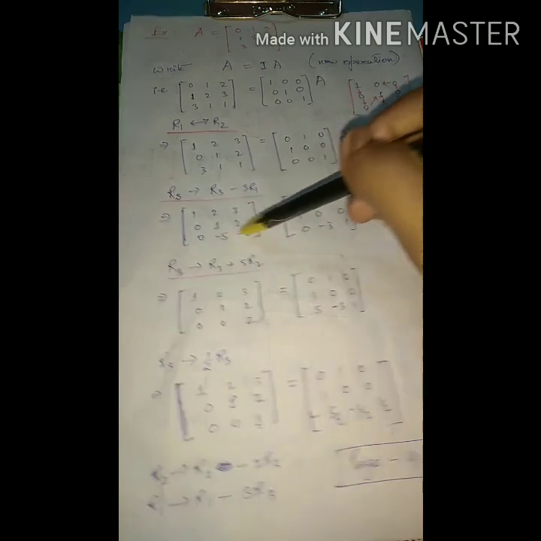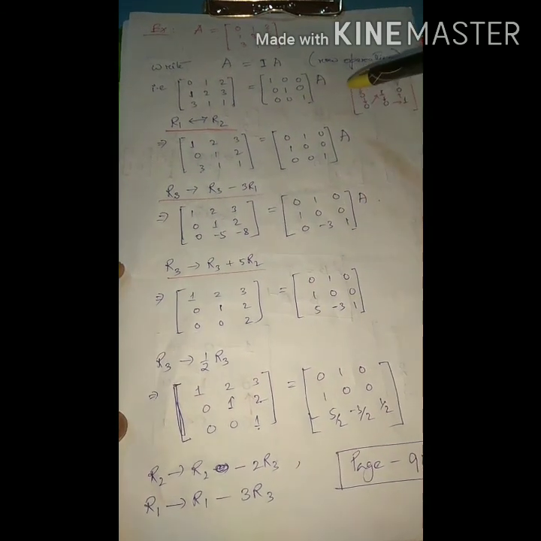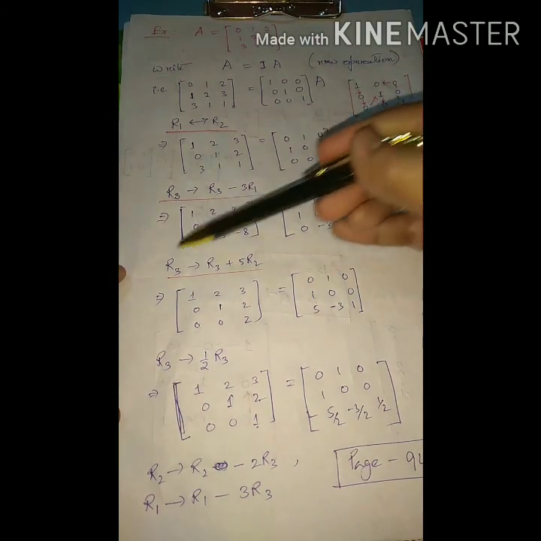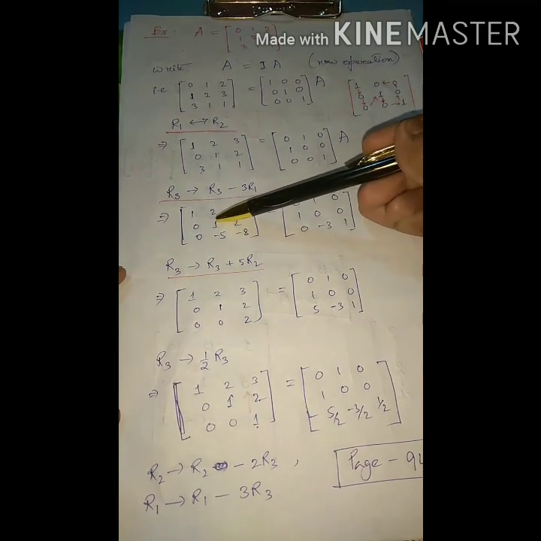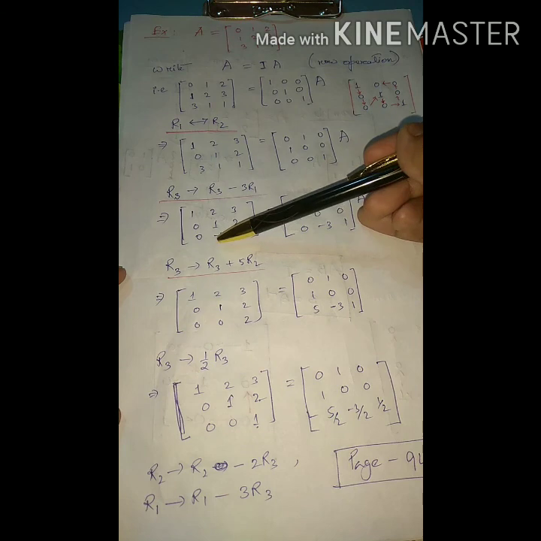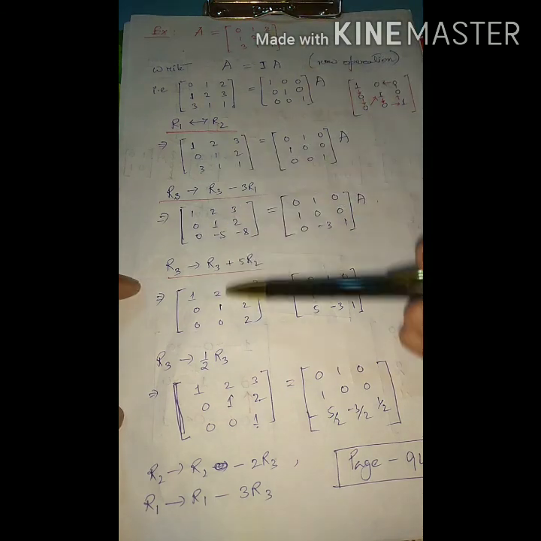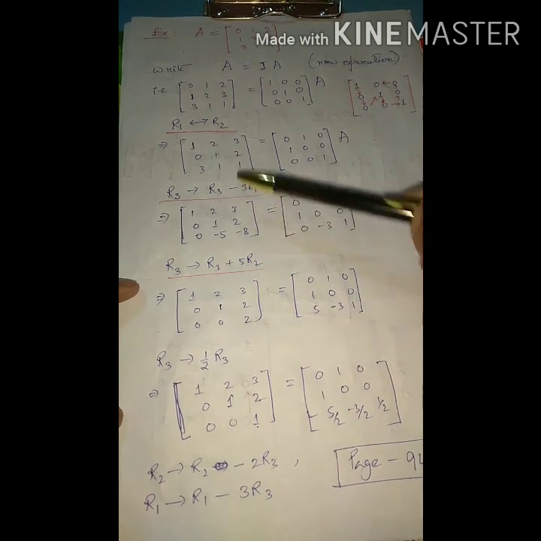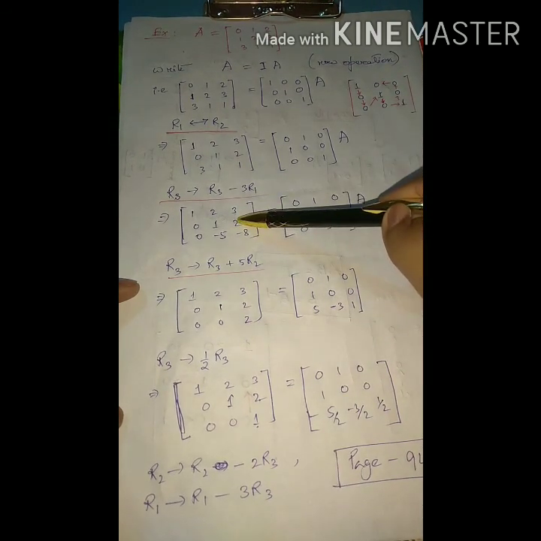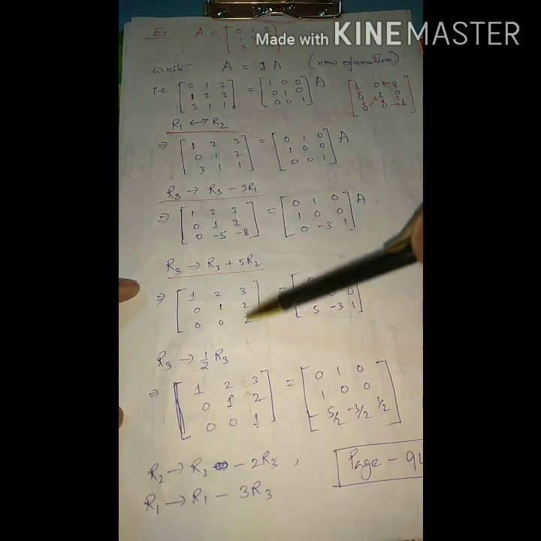So which one we have to transform? We have to transform R3. So R3 transforms to R3 plus 5 R2. 5 we have to multiply and add with this. Minus 5 plus 5 is 0. So you write here 0 0 and then it is 2, because if you multiply this one by 5, 5 times 2 is 10, 10 minus 8, you get 2.